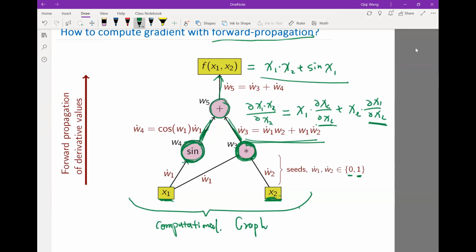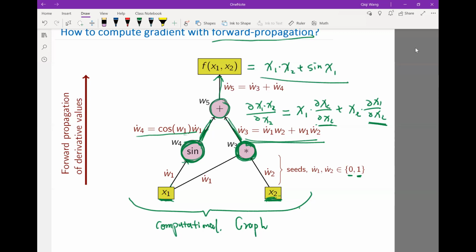The derivative of the output of the sine operation is simply equal to the partial derivative of the sine operation, which is cosine of W1, times the derivative of the input of the sine, which is this formula here, right? W4 dot is really the derivative of the output of the sine, right? It is equal to the derivative of the input of the sine, W1 dot, times the partial derivative of the sine operation.